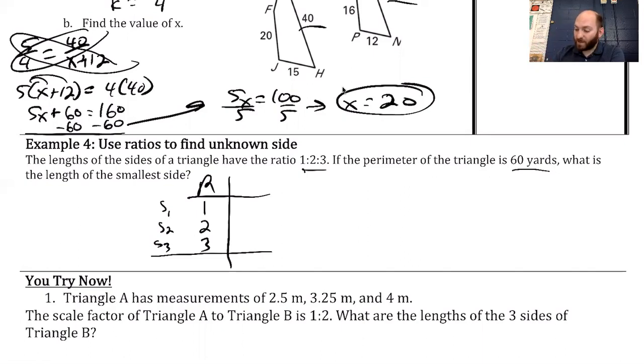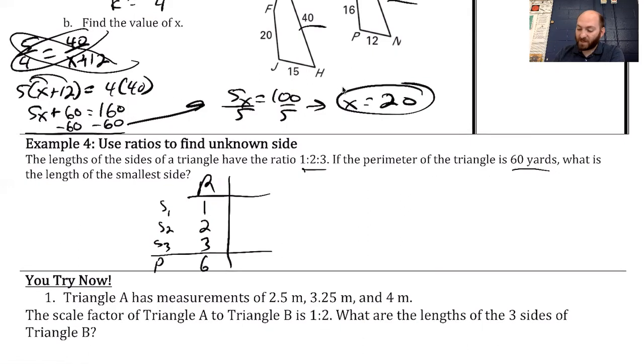I'm going to take side 1 plus side 2 plus side 3. If I add those sides together, I get to the perimeter. So that's what we're looking at. 1 plus 2 plus 3 is going to give me 6. Okay, the perimeter is 60. Find the length of the smallest side. So that's what I can set up.